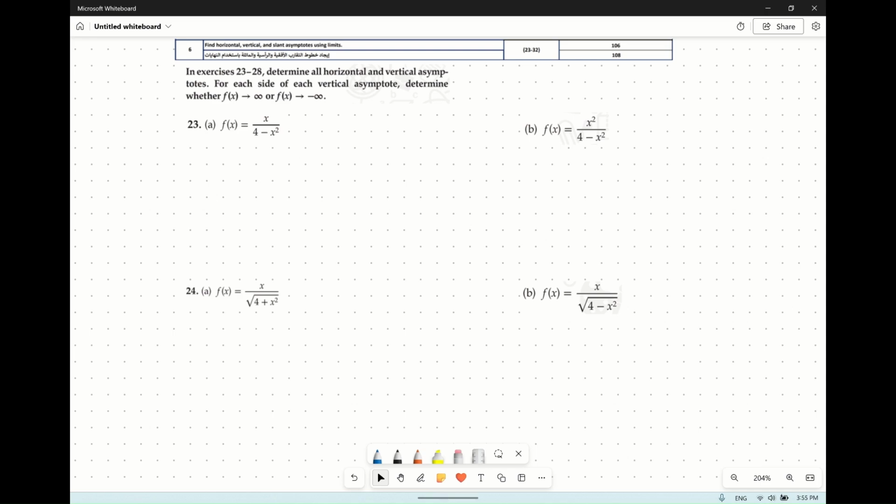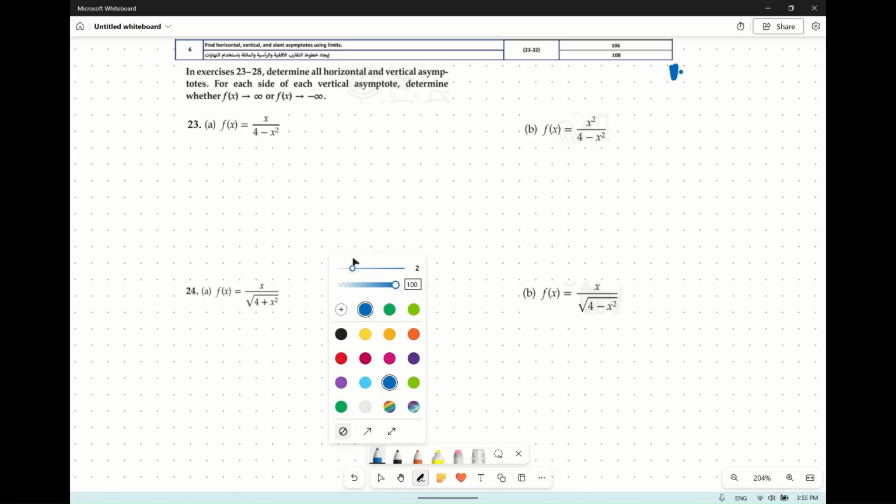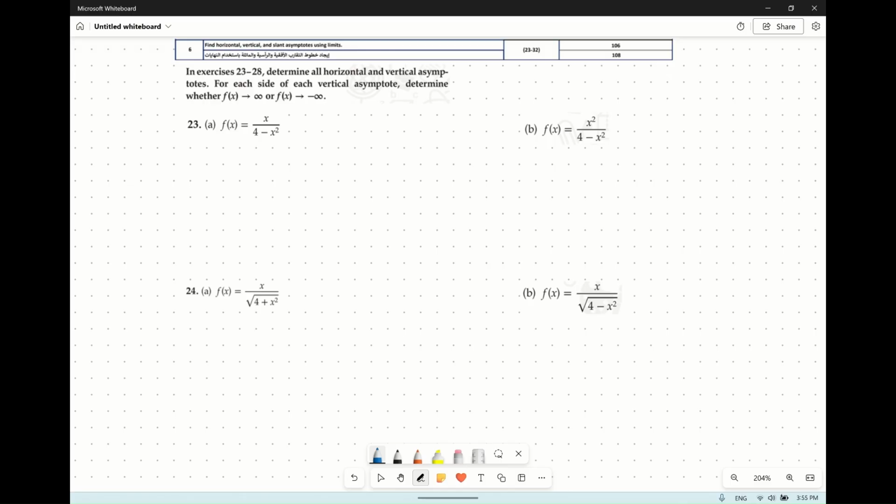Using limits. Now, whenever we want to find the vertical asymptote, there is something that you need to know. To find the vertical asymptote, step number 1, I need to check if anything can cancel up or down first. If anything can cancel up and down, then you have to cancel it.